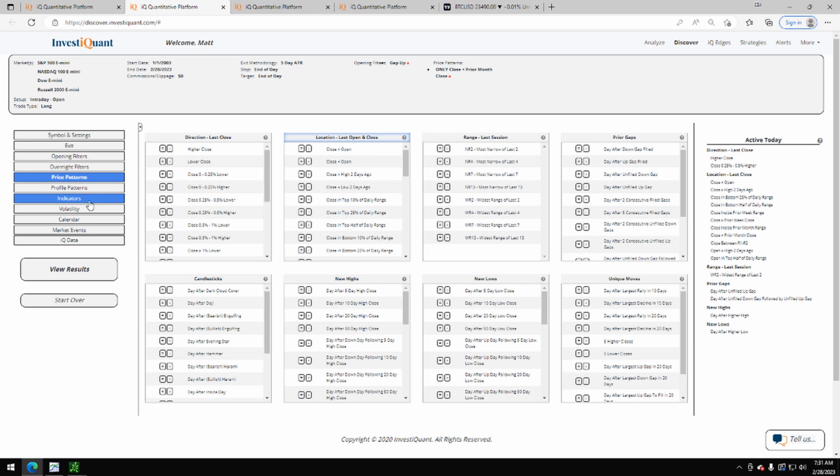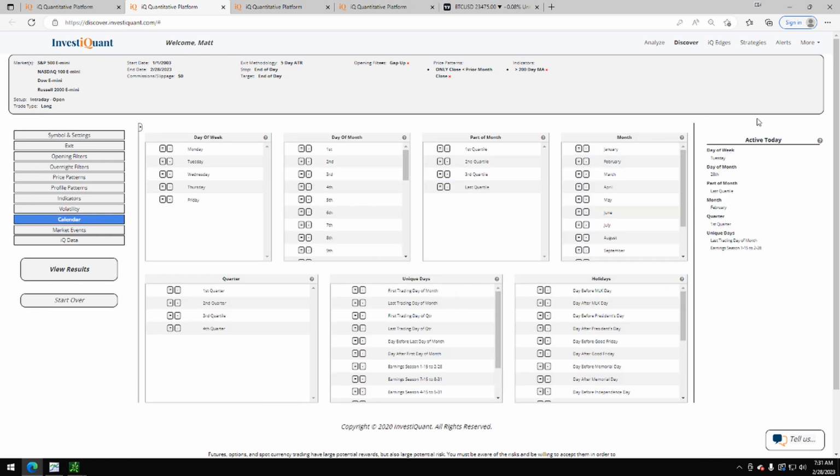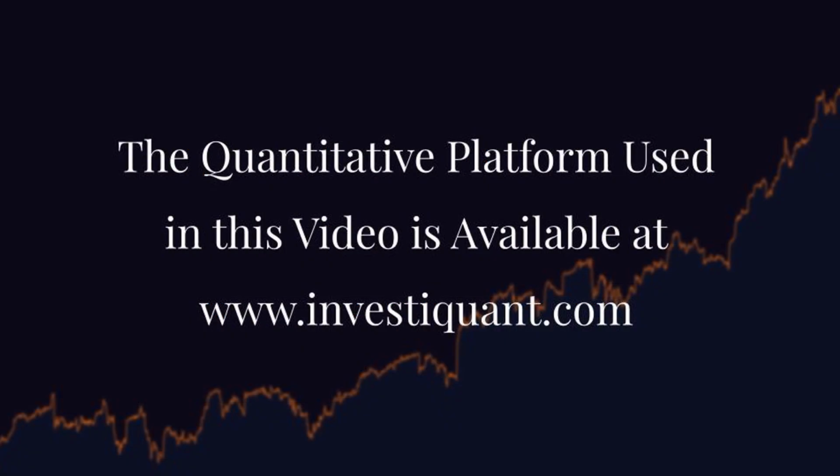The next thing I'm going to do is go to the indicators library. I'm going to add one moving average. This kind of works as a short-term moving average because it's looking at a close relative to where a price was 30 days or 22 trading days ago, technically. And then I'm going to say we closed, well, let me just grab it from the active today. It's right there. Above a 200-day simple moving average. And lastly, in the calendar library, I'm going to go to active today and click on the unique day, last trading day of the month. So I've got everything that I need here. Now I can click view results.